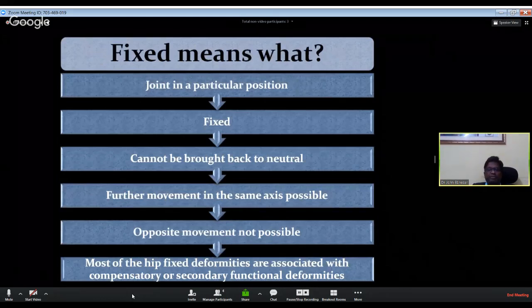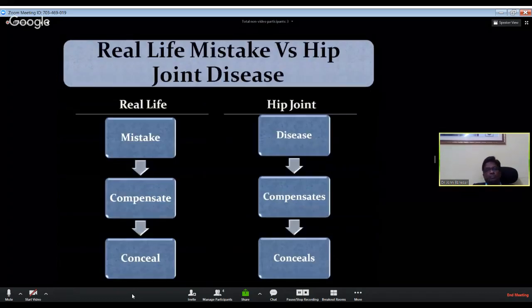Most hip fixed deformities are associated with a compensatory or secondary functional deformity. That means now you have to look for the primary deformities as well as for compensatory or secondary deformity in the hip joint. It is not just looking at the primary deformities. This is a very peculiar joint. It has compensations happening at the hip which can mislead.